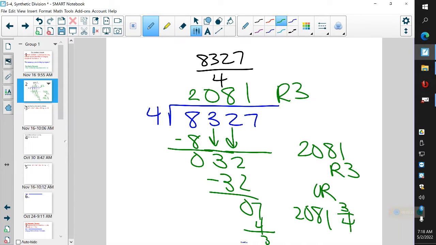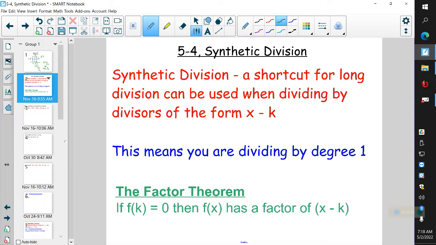So what we're going to be doing today is a shortcut for long division, because nobody likes to do this. This is not very much fun to do. So synthetic division is a shortcut for long division and can be used only when you are dividing by divisors of the form x minus k. Now this means that you're dividing by a degree of 1. What do I mean by that? That means it's x to the first power there.